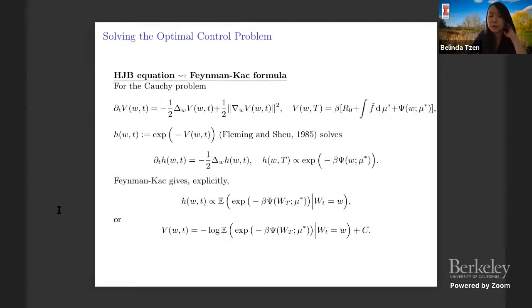And if you look at this and you're somewhat familiar with control, you'll say that, yes, it looks something like what it should look like. It's an expectation over what you want at the terminal time given where you are, space variable wise, at the given time t.